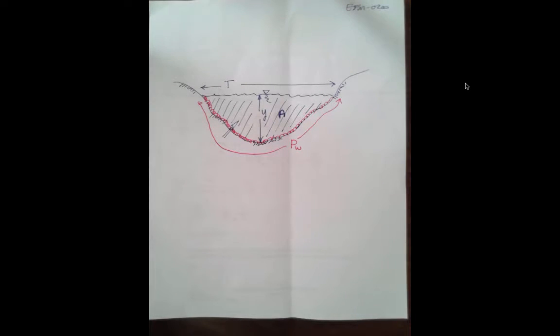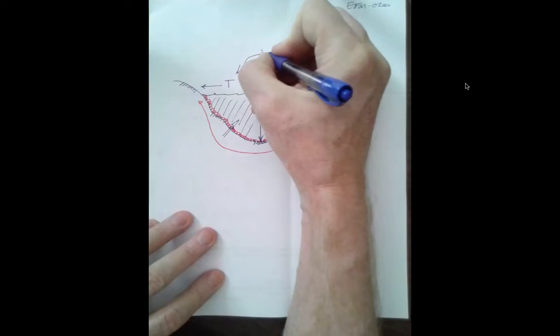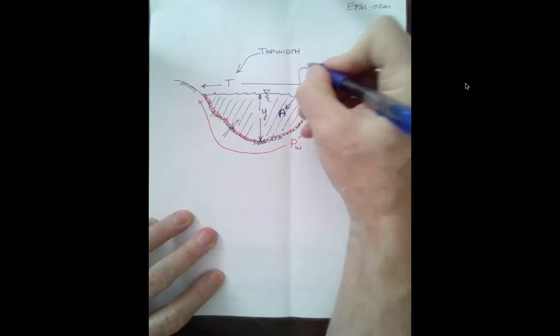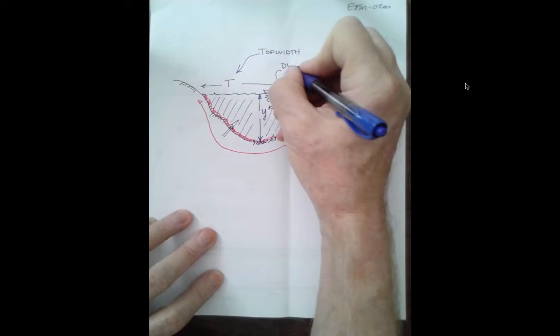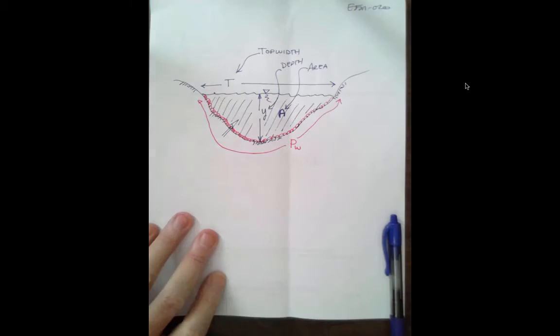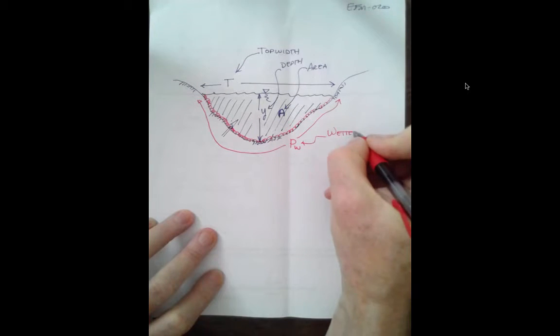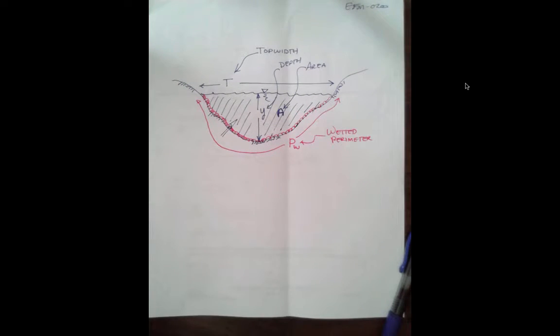Okay, so those are the hydraulic elements, the hydraulic variables. This is called the top width. This is the area. That's the depth. And wetted perimeter. There's a couple more hydraulic variables that sometimes play a role. We're not going to define those until and if we need them for this class.